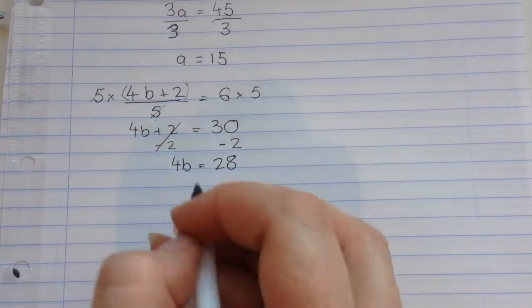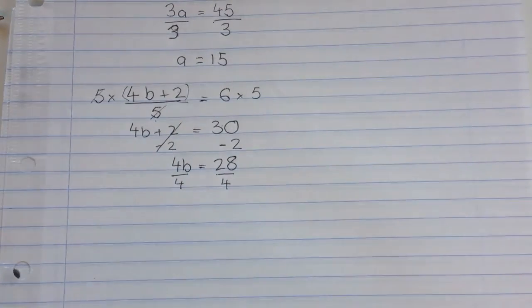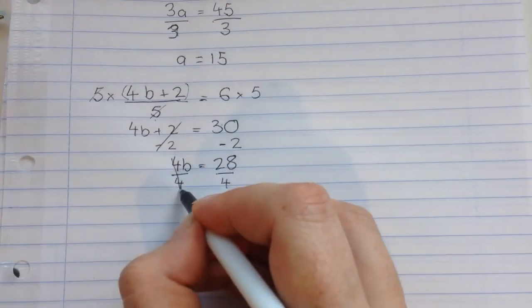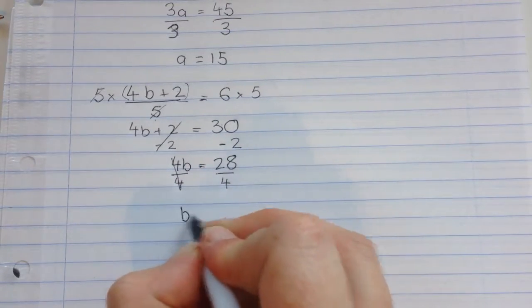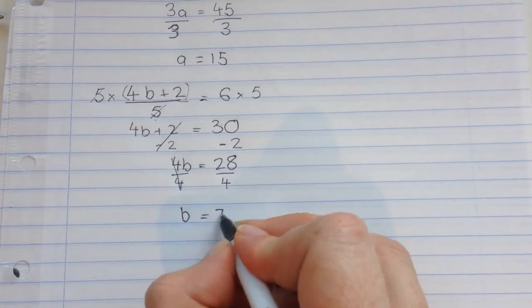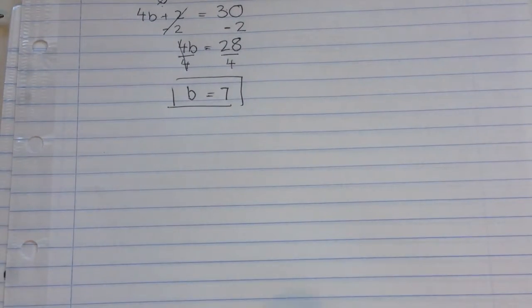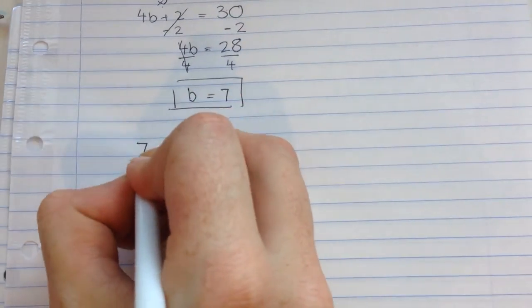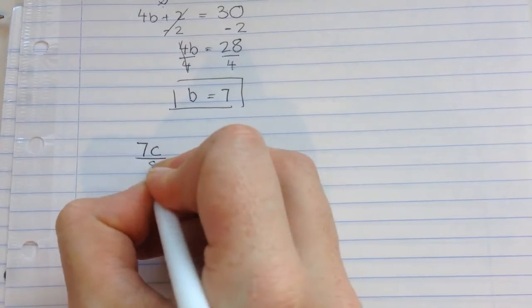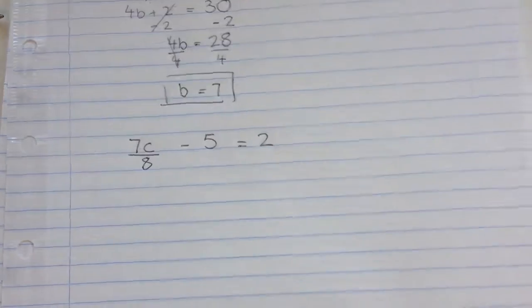To get rid of multiplication, I'm going to divide both sides of the equation by 4. The left-hand side is going to cancel, just leaving b. And on the right-hand side, 28 divided by 4 is 7. And that's my answer. All right, let's look at one more. Let's say we have 7c over 8 minus 5 equals 2.